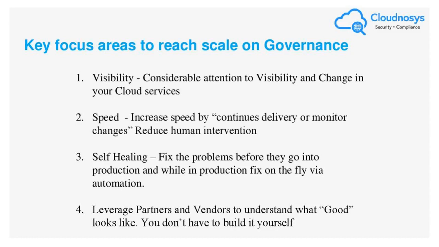And once you have velocity and scale, that's where you need to look at these three or four things: you have to have visibility, you have to be able to manage speed and not have humans involved in the middle, to reduce human error and increase speed. And the third one is self-healing, we call it. You should be able to automatically fix the problem before it goes into production, and even if it's in production, you should be able to fix it through automation on the fly by monitoring your policies. So again, having a strong monitoring, governance, and automation system in place for all three major clouds is what the call of the hour is all about.